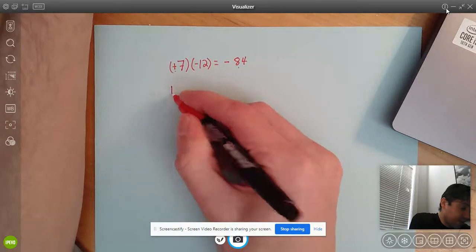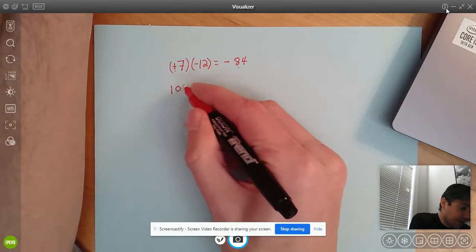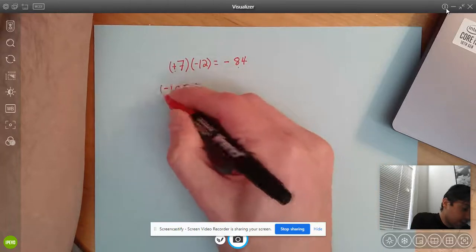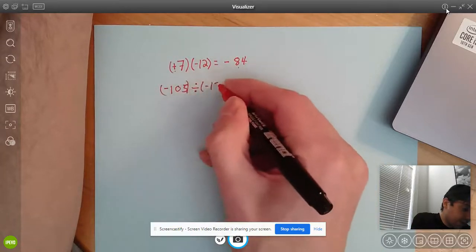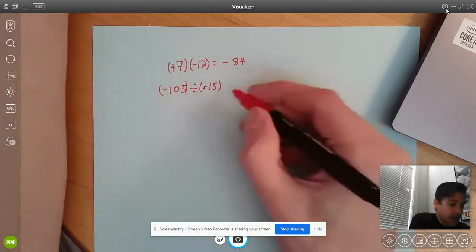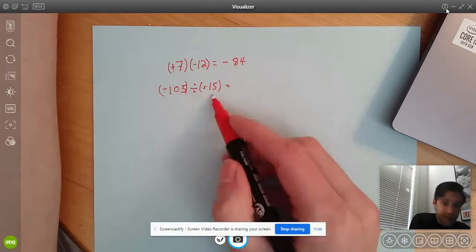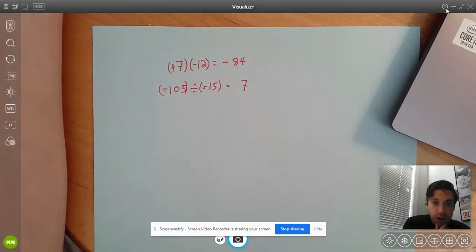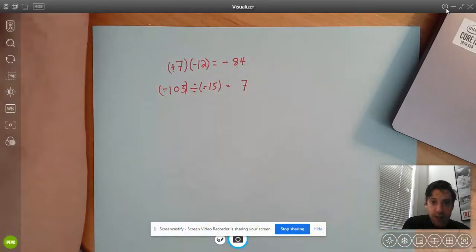Division's the same way. Let's say negative 105 divided by negative 15. Well, first I say, okay, negative divided by negative, it has to be positive. And then separately, I can do 105 divided by 15 is 7. So my answer is positive 7. So I like to kind of think of them as two separate questions.